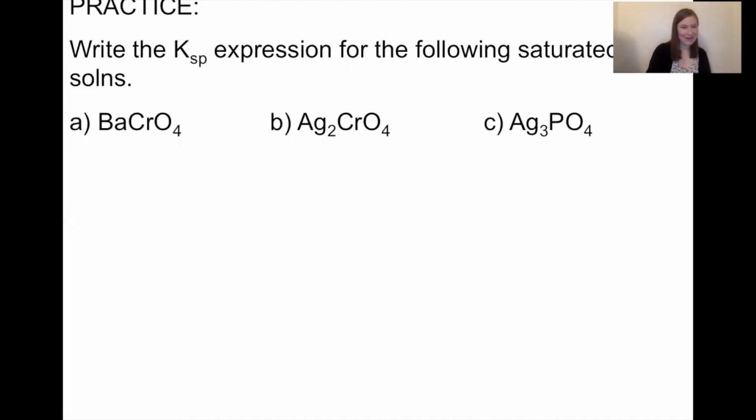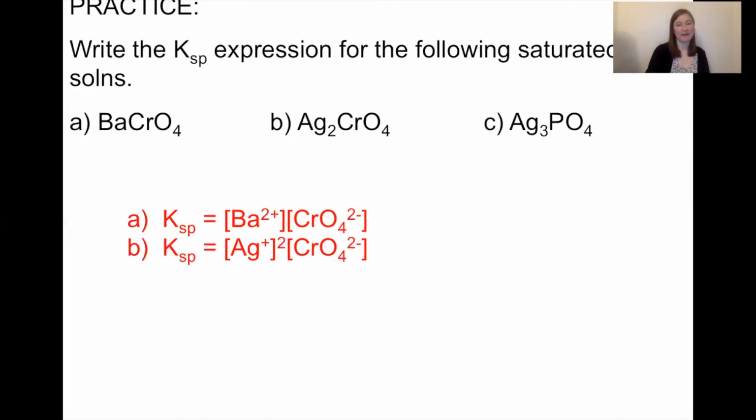Okay, so for the first one, our Ksp is just the product of the barium ion times the chromate ion. For the second one, this compound's going to break apart into 3 ions, 2 silver ions and 1 chromate ion. So our Ksp is the concentration of silver squared times the concentration of chromate. And for the third one, we get concentration of silver cubed times the concentration of phosphate.